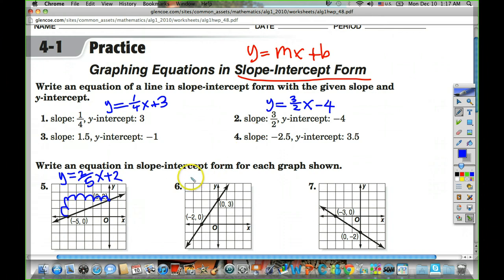Okay, try one more. y equals, slope is rise over run. Let's see how many I rise. 1, 2, 3. And how many I run? 1, 2. x. And my y-intercept is 3, so I'm going to write plus 3. Okay.